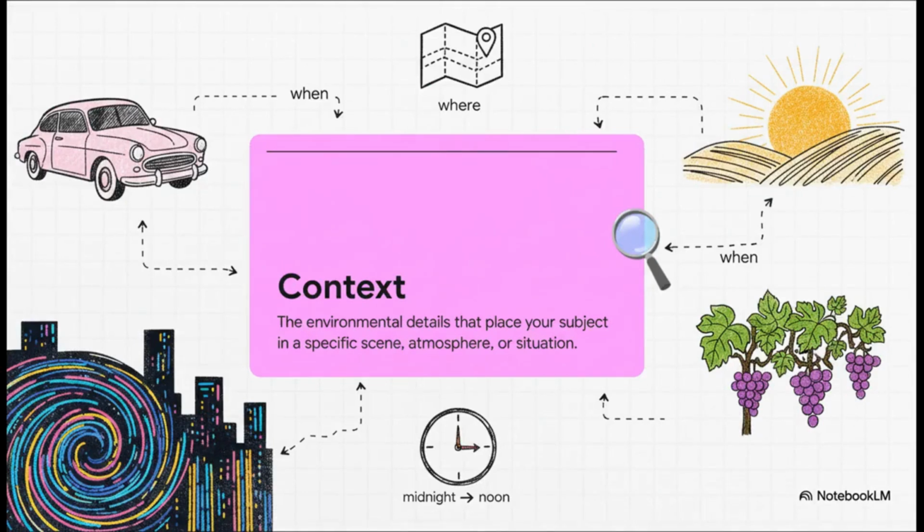Okay, next we need context. This is the where and the when of your picture. Is that vintage car cruising down a neon-drenched city street at midnight, or is it parked in a sun-drenched Italian vineyard? That's context. It's the atmosphere, the environment, that really brings your subject to life.